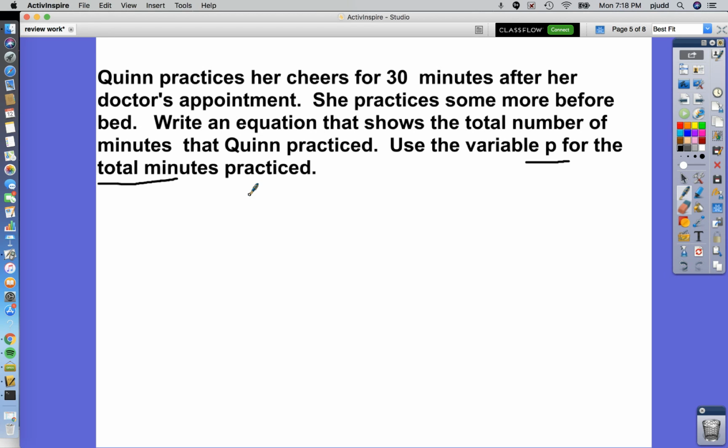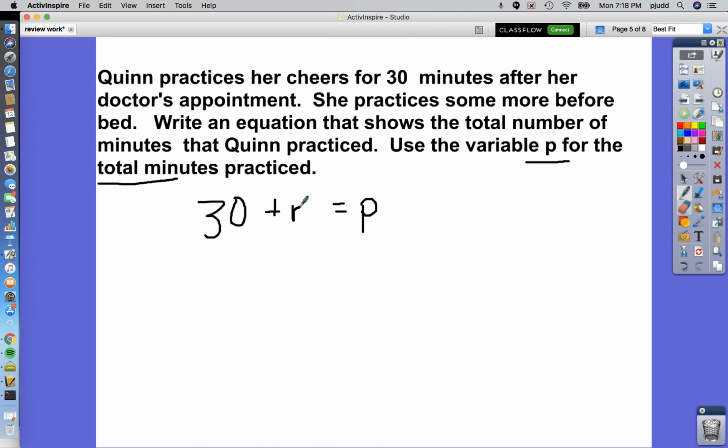Okay, let's check back in. Quinn practices her cheers for 30 minutes after her doctor's appointment. So I know that she's practicing 30. She practices some more before bed. Write an equation that shows the total number of minutes that Quinn practiced. Use the variable P for the total minutes practiced. Total minutes is going to go here. I don't know how long that is, but I know it's going to be represented by this variable.